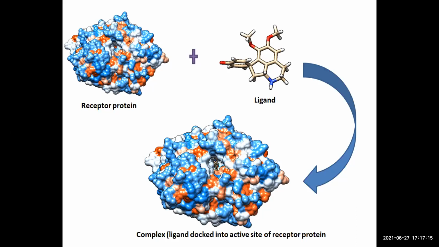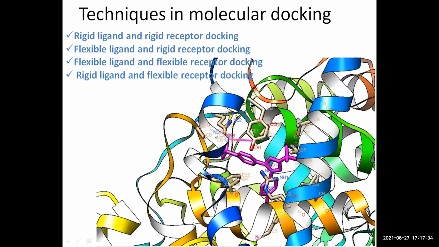What you need to do is find the minimum binding energy of that ligand molecule in the receptor protein. And this is a ligand molecule. When these two are present, receptor protein and ligand molecule, you can dock this ligand molecule in the active site of the receptor protein to find this conformation.